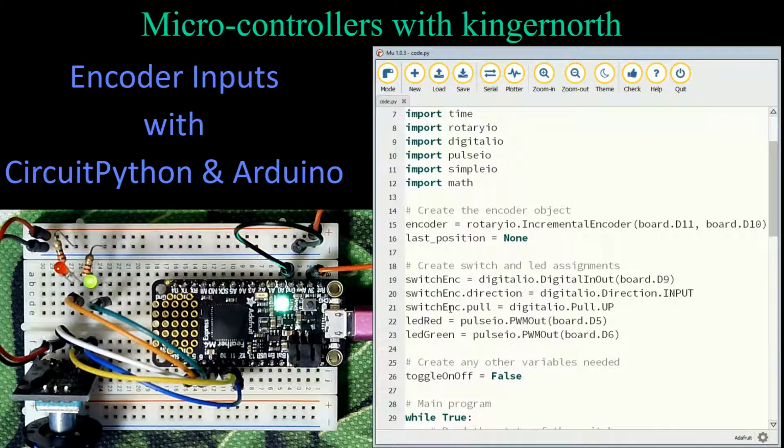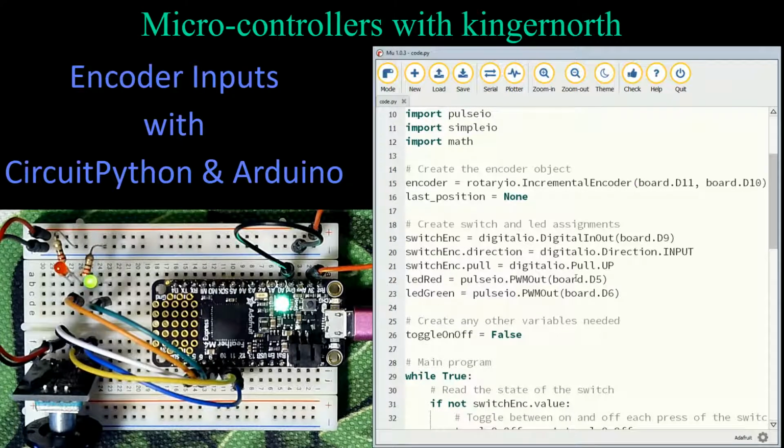So the first 3 lines are for the switch. What's really nice is that for the next 2, there's only 1 line for each, because I'm using the pulse I/O instead of the digital I/O. I'm using it for pulse width modulation on pins 5 and 6, and I'm just setting them up as PWM out. So that's a simple set: LED green and LED red, set up as outputs with pulse width modulation. And that's our setup.